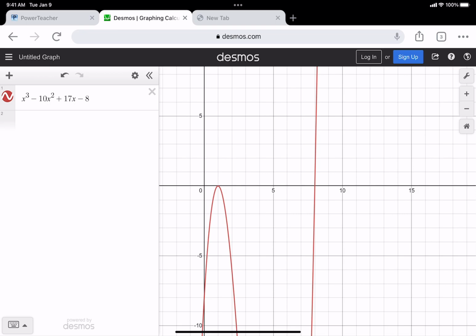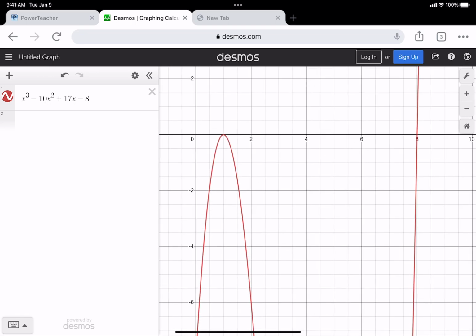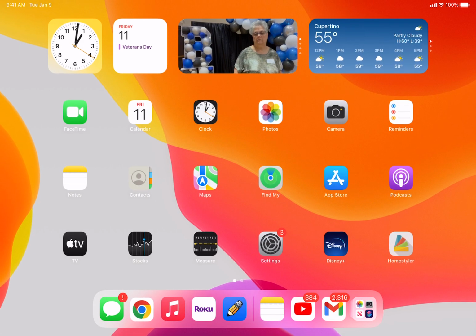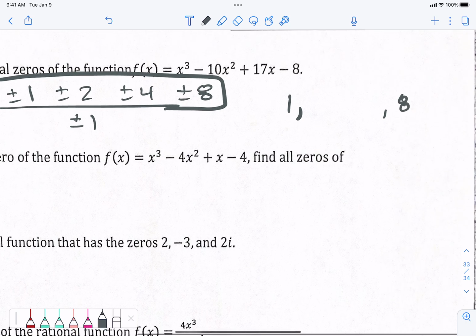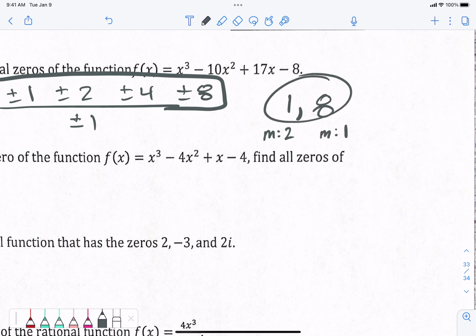So what's happening there? 1 and 8 are my zeros. 1 has a multiplicity of 2 because it's only touching and not crossing. 8 has a multiplicity of 1. So that's why we only got 2 numbers: they have multiplicity. Very nice.